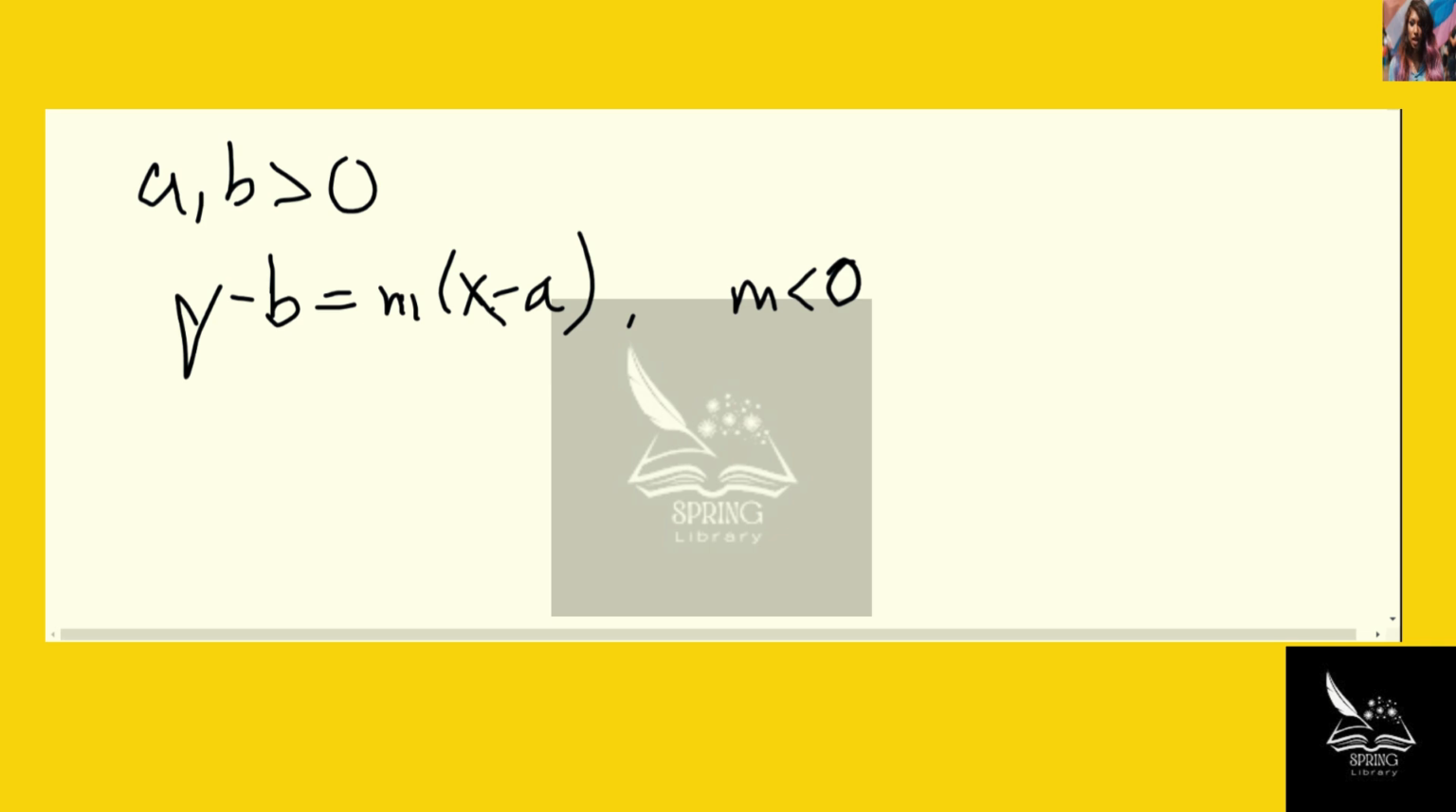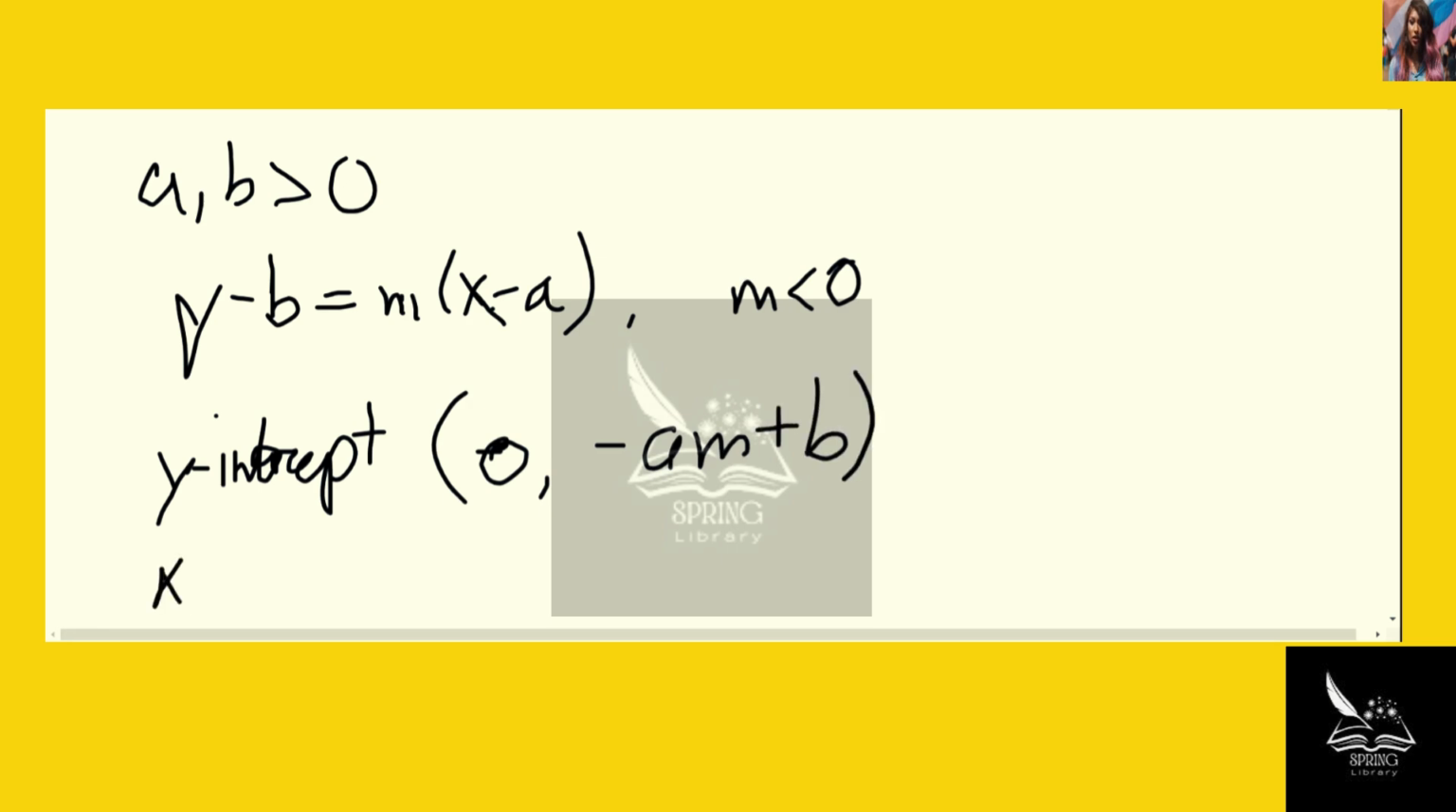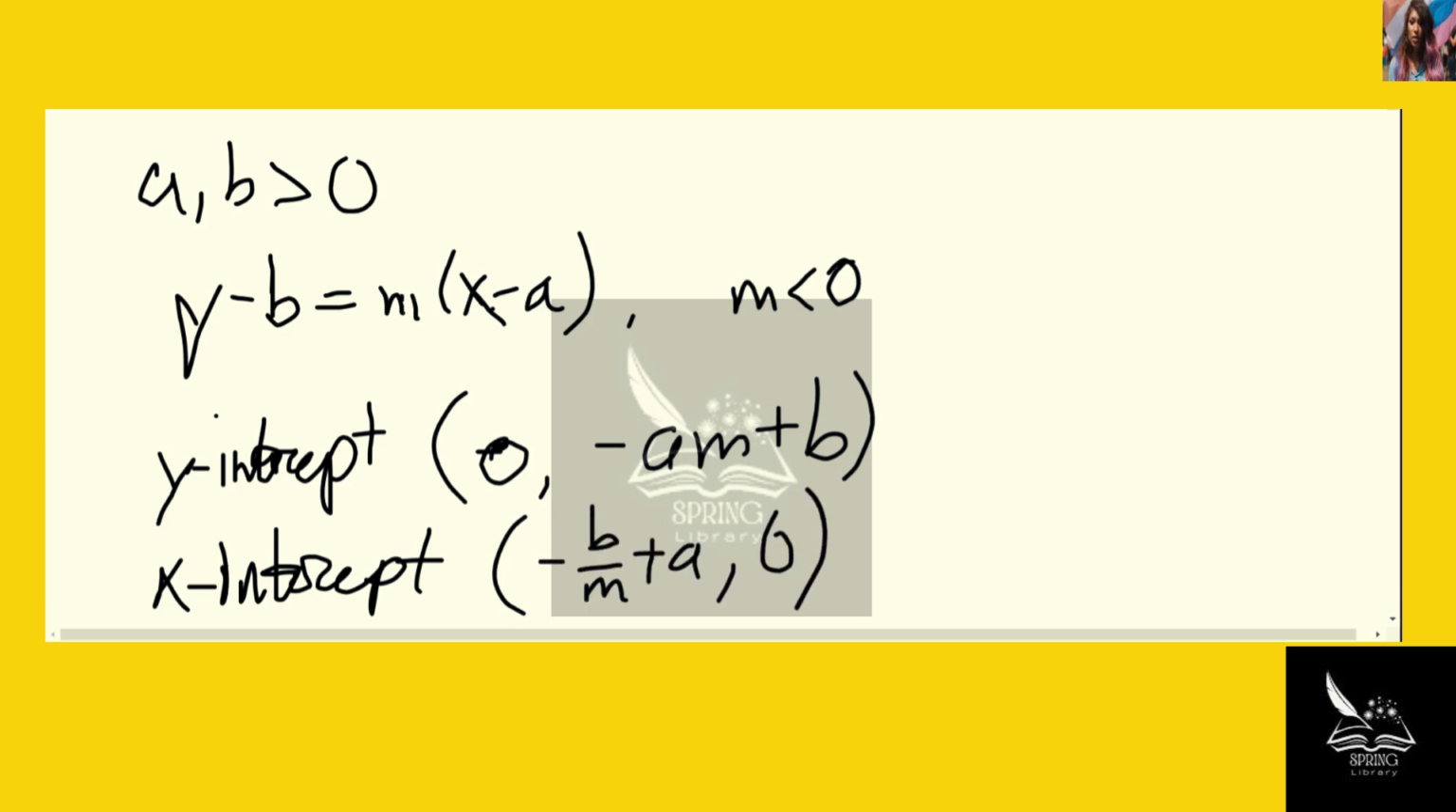Now, set x equal to 0, we can find the coordinates of the y-intercept. So we have a y-intercept with coordinates (0, negative am plus b), and an x-intercept. We set y equals 0, and we have that x is equal to negative b over m plus a. This is (negative b over m plus a, 0).